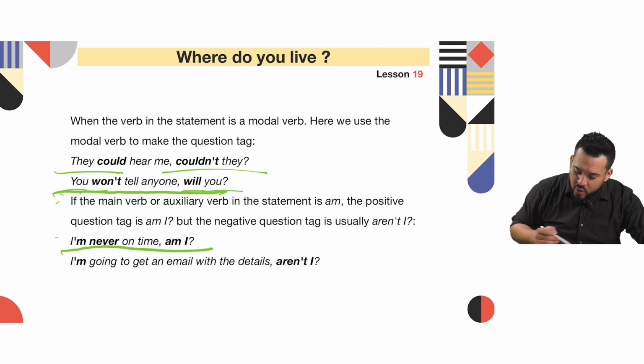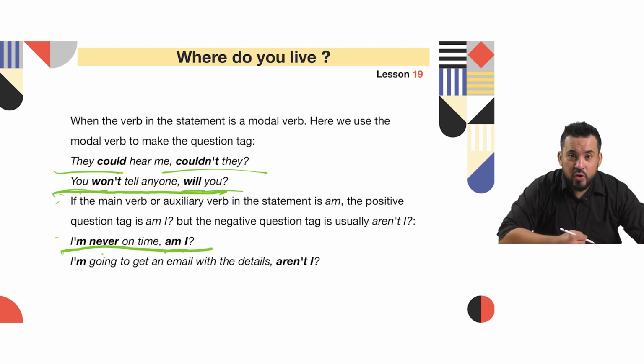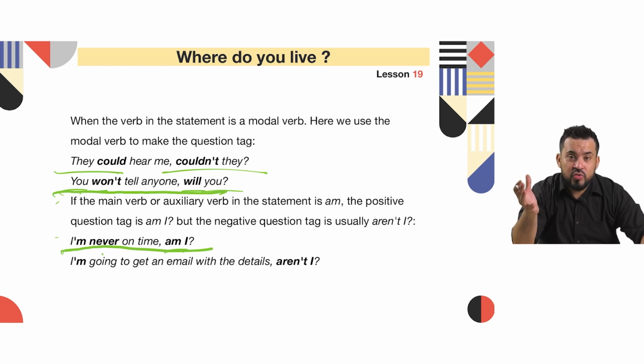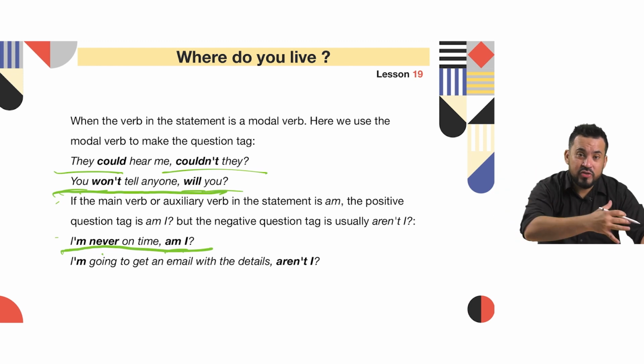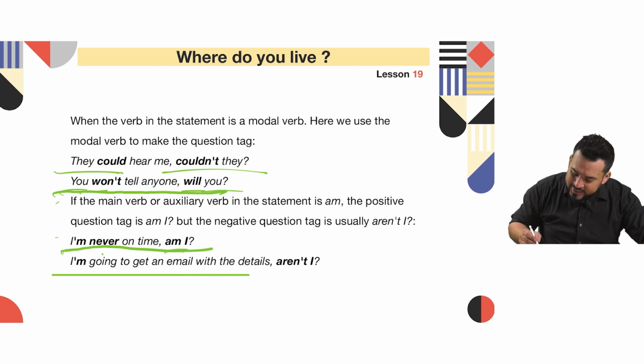I am never on time, am I? Never means it's negative, like we did earlier. I'm never on time, am I? She never talks to you, does she? So does, it will be positive because she never talks is negative. All right, I'm going to get an email with the details, aren't I?